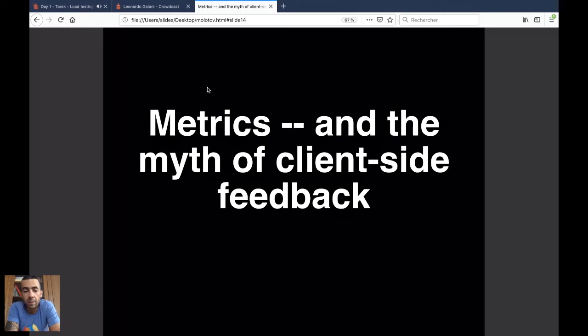For example, if you have a good box and a good connection, you can get way better results on a service than if you used a bad machine on a bad network. It makes a lot of difference. So make sure you grab the metrics on the server side.